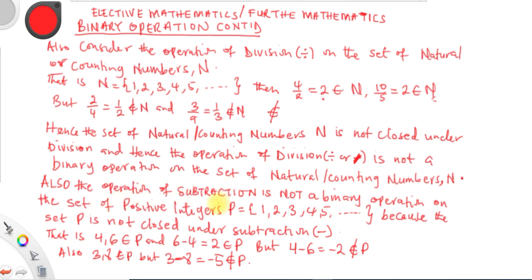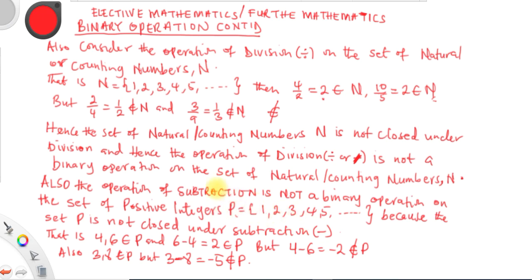Also, the operation of subtraction is not a binary operation on the set of positive integers P. Why is that? Because the set P is not closed under the operation of subtraction. Why is it not closed under subtraction? Because we can take two elements of this set P.